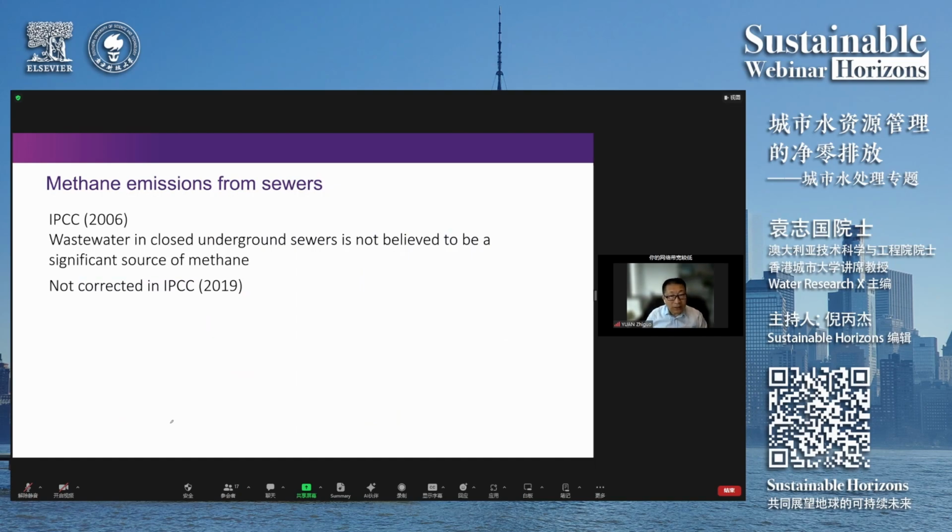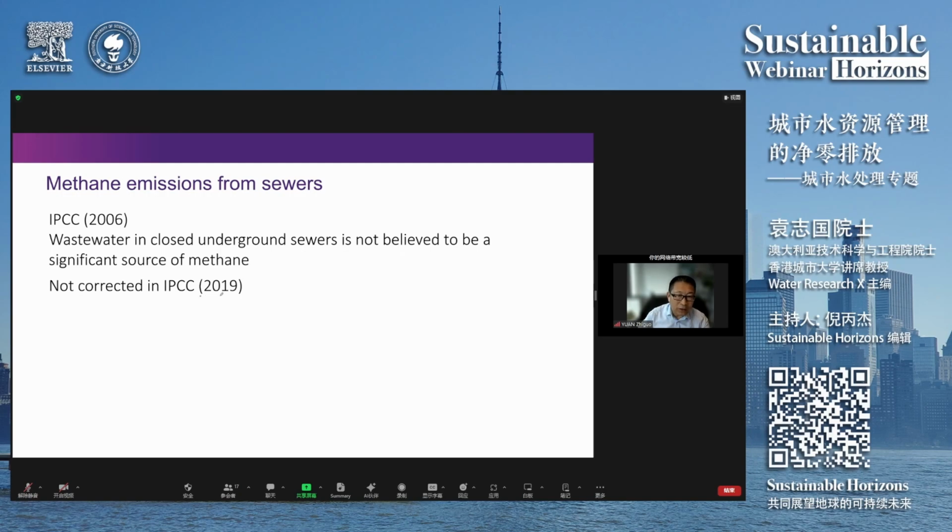Now I'm coming to the last part of my presentation, which is the methane emission from sewers. As I said, N2O emission from sewer networks is relatively small, so we can probably quite safely ignore that emission. But methane is a different case. In the 2006 IPCC report, it was claimed that sewer methane is negligible, so we don't need to worry.